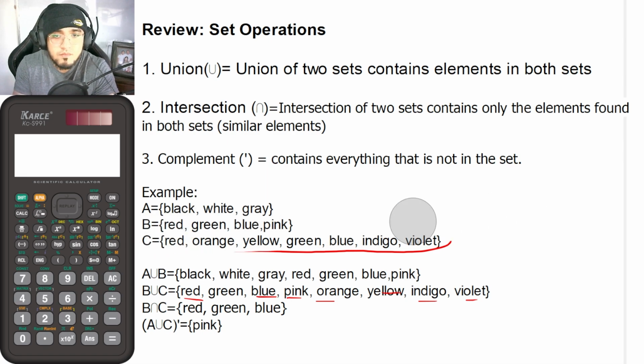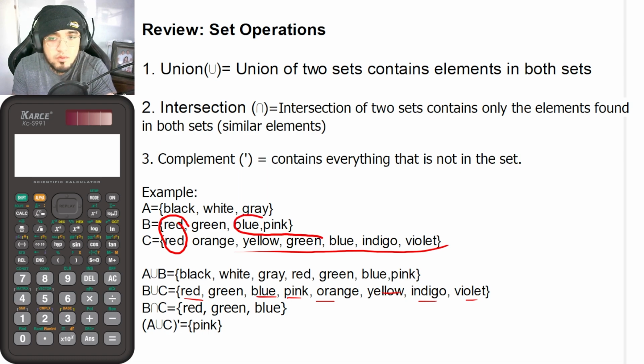Proceeding, for the intersection between B and C, these are the similar elements found in the two sets. Between B and C, the similar elements found here are red, blue, and green. So we will only write red, green, and blue. Okay, so that is for intersection.